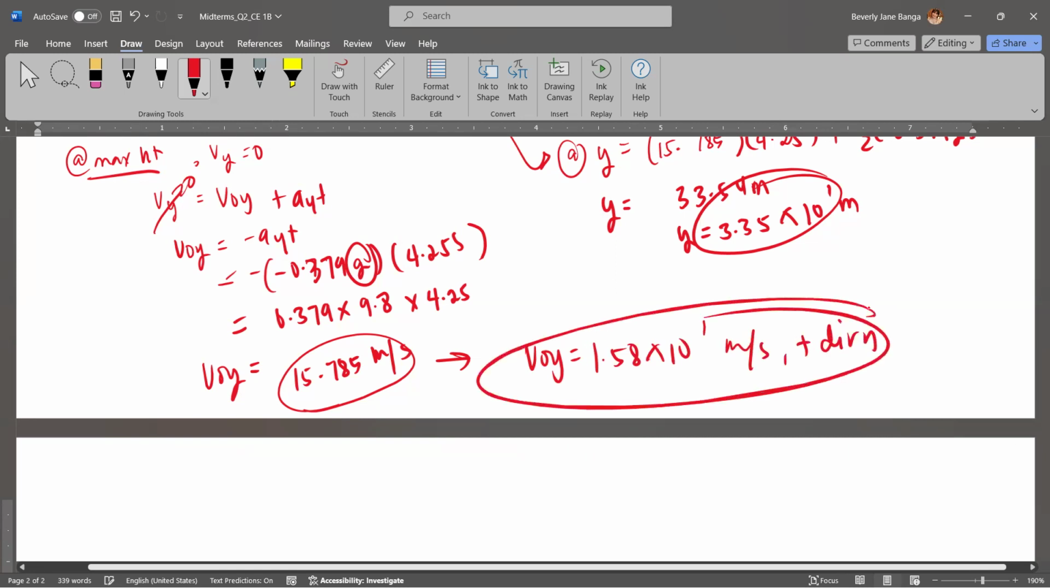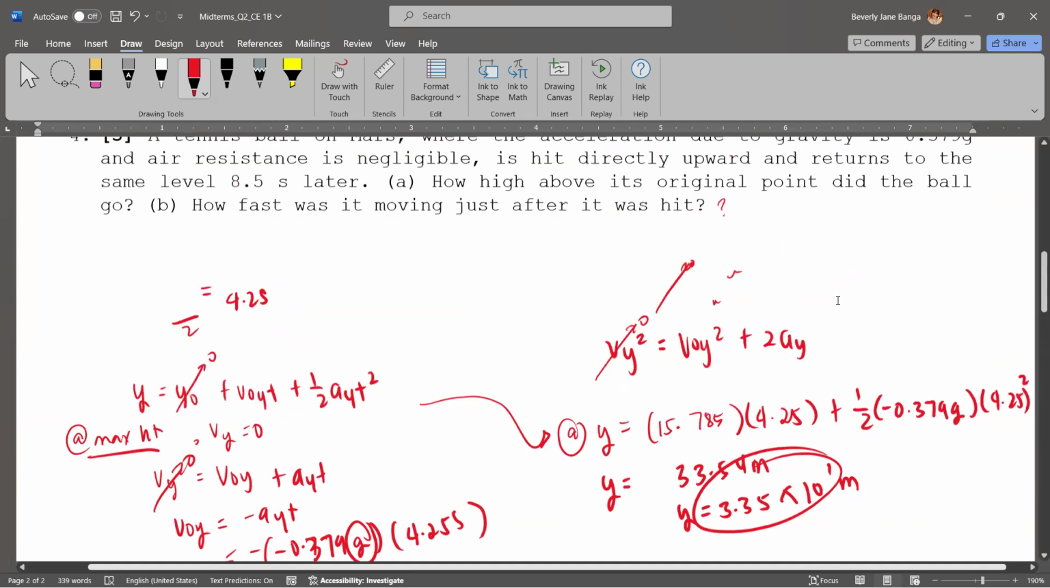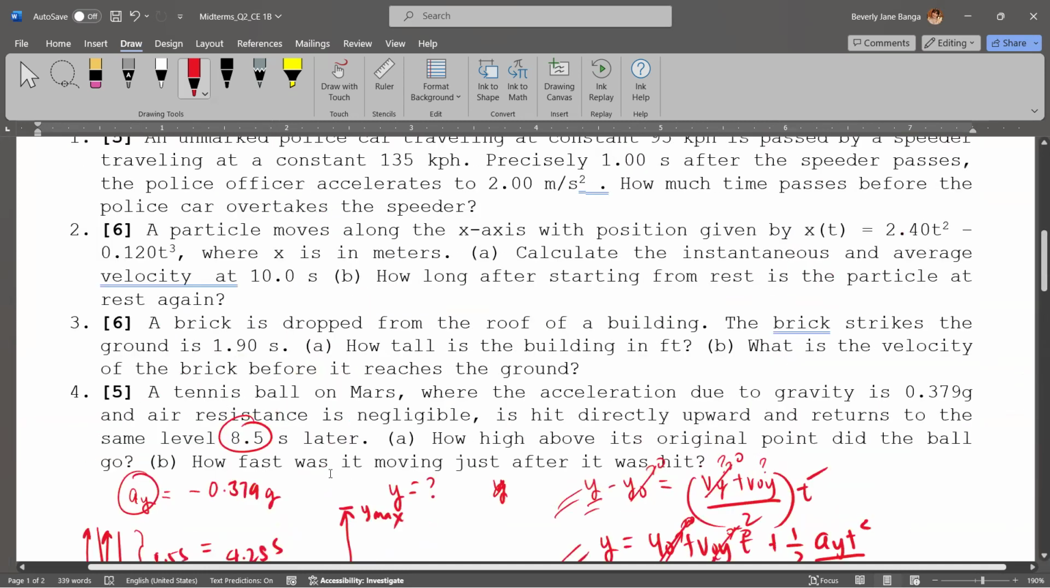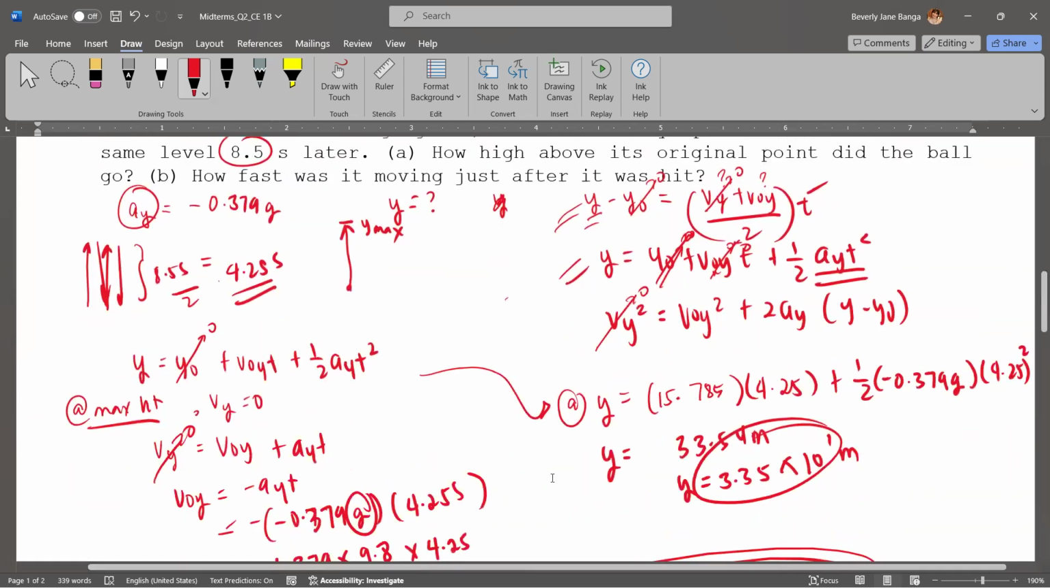Okay, so akala ko hindi ko siya hinahanap. Hindi ko pinansin yung question B kanina. It turns out we're looking for it. Now, how fast was it moving? Okay, let's move to set C.